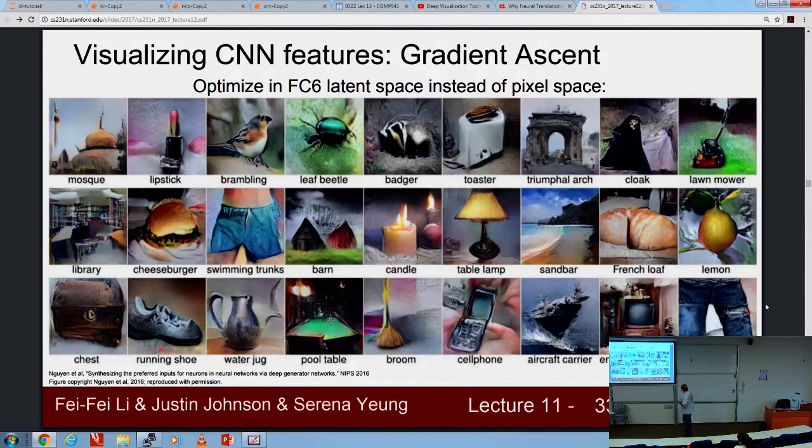Okay, so I think this is a great area. When I was a grad student, I totally wasted a lot of time generating these pictures. They're scientifically fun, and you can actually make them into posters and hang them in your room. And we're still working on this.